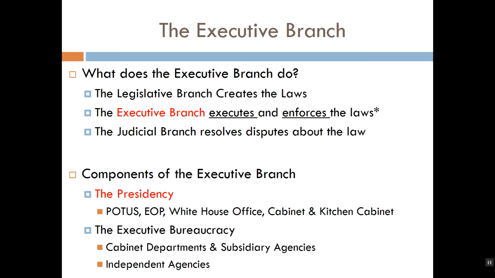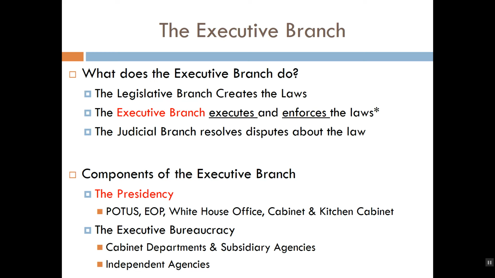Towards this end, understand that there are 2 primary components that together constitute the executive branch. The first primary component of the executive branch is the presidency. And the presidency is going to be made up of the President of the United States, the Vice President, the Executive Office of the Presidency, the White House Office, the Cabinet, and the Kitchen Cabinet. That's 2 groups of advisors, 2 groups of staffers, and 2 presidential persons, the president and vice president.